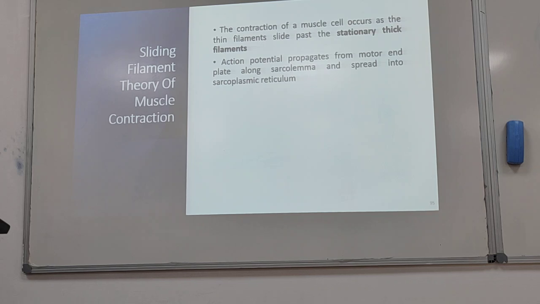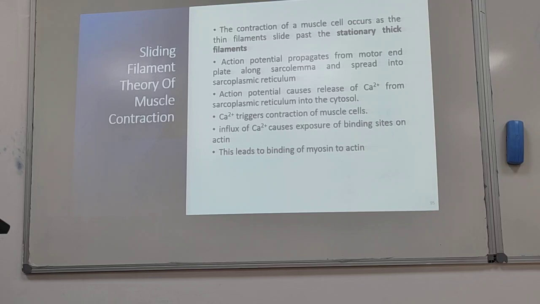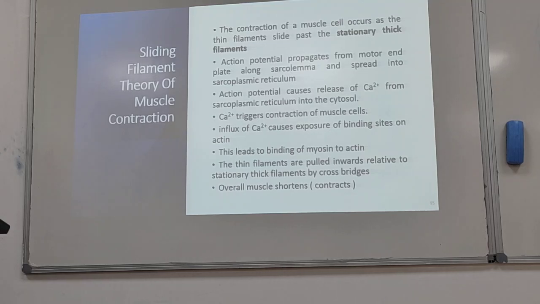Now next what will happen? The action potential causes release of calcium. Calcium triggers contraction of muscle cells. Influx of calcium causes exposure of binding sites on the actin. This leads to binding of myosin to actin. This is what I demonstrated in front of you. The thin filaments are pulled inward, like I pulled both of them together. Overall, the muscle shortens. What is muscle contraction? Shortening of the muscle.